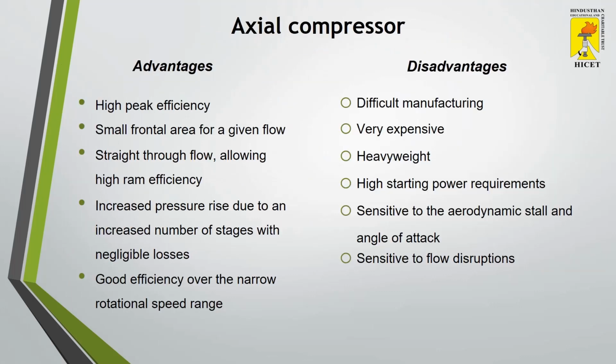For an axial compressor, the advantages are high peak efficiency, small frontal area, straight through flow allowing high ram efficiency, increased pressure rise due to an increased number of stages with negligible losses, and good efficiency over a narrow rotational speed range.